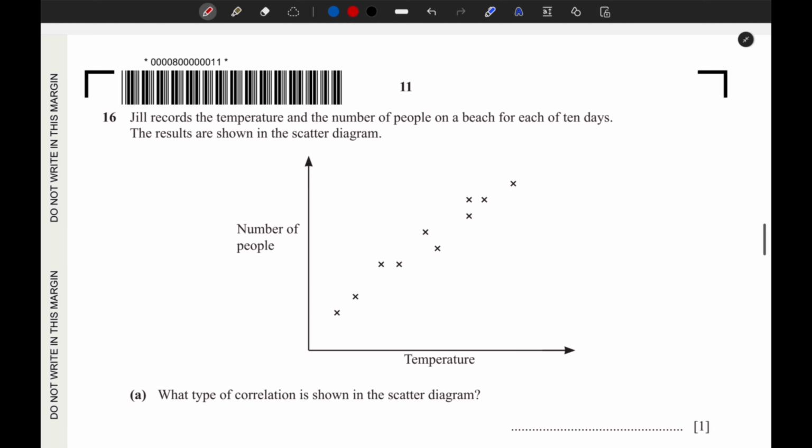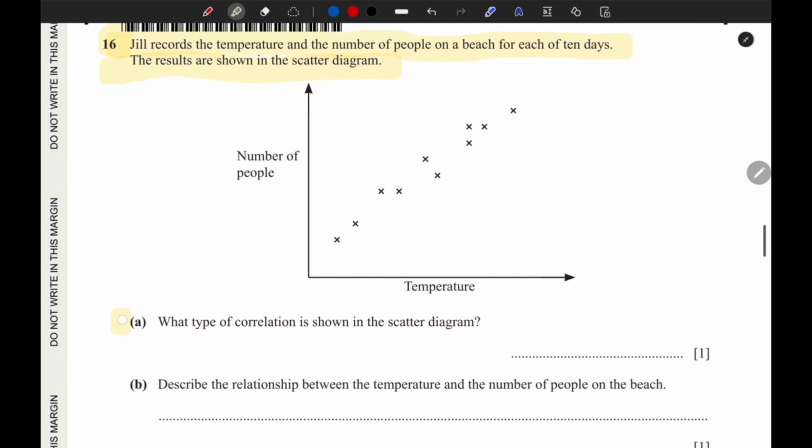Okay, now let's move to the 16th one. Jill records the temperature and the number of people on a beach for each of 10 days. The results are shown in the scatter diagram. What type of correlation is shown in the scatter diagram? As you can see, the temperature is increasing and the number of people is also increasing. So when the temperature increases, the number of people also increases. So what relation is this? This is a positive correlation.